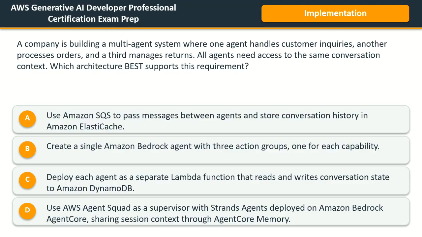Option A, use Amazon SQS to pass messages between agents and store conversation history in Amazon ElastiCache. B, create a single Amazon Bedrock agent with three action groups, one for each capability.